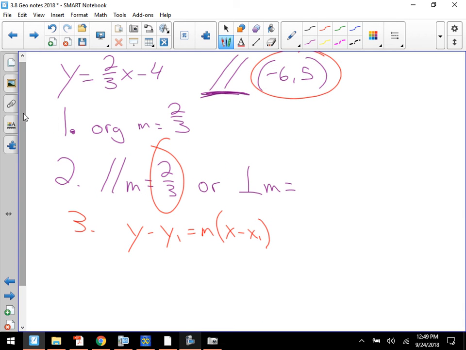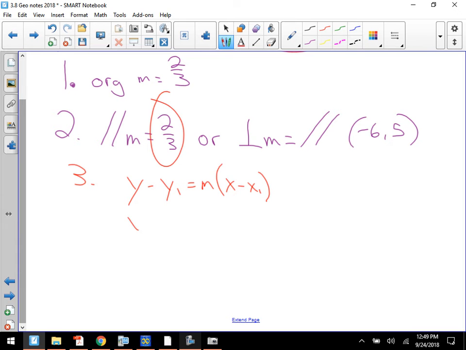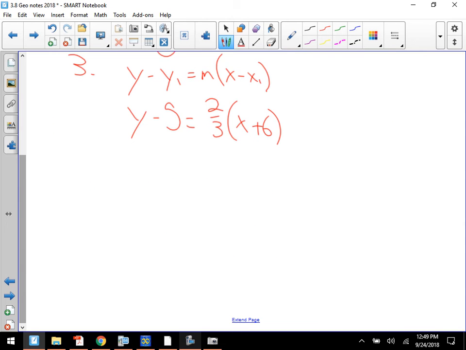What was it? -6/5. So we have y minus 5 is 2/3. Instead of writing minus and negative, what do we write? Plus. Good. And then we just distribute and solve for y. And it looks like the same problem we've been doing for the past 2 days. Right?